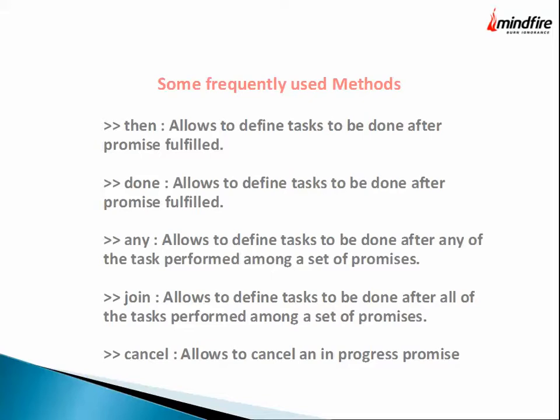Join is the method which allows the programmer to watch out for when all the promises are done. Then we can define the task in join. Then what is the task of any? It is a bit different. Join waits for everyone, but any executes when any one of them is done. So this is the difference between join and any.